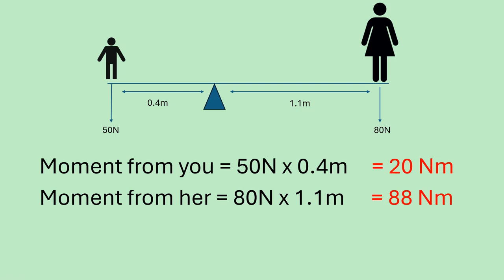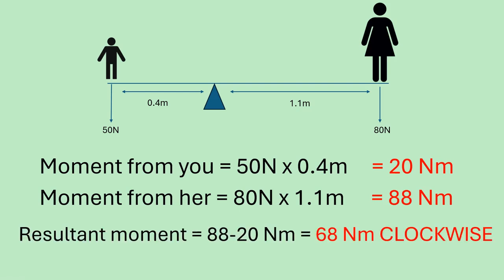And so now you may want to think, oh, are we going to subtract? Are we going to add? Well, actually, they're going to cancel out a bit, because the turning effect one way is going to cancel out the turning effect the other way. And so overall, we have 68 newton meters clockwise.